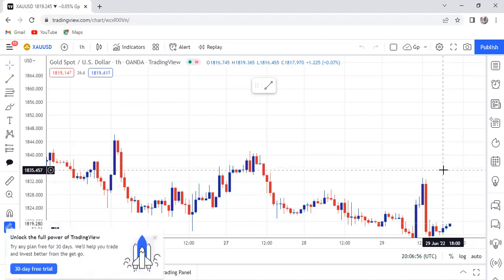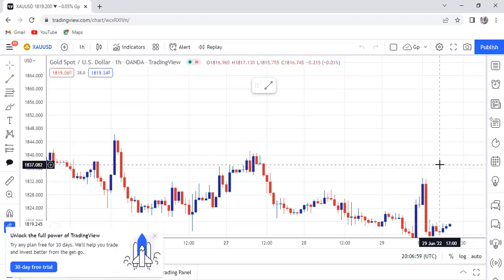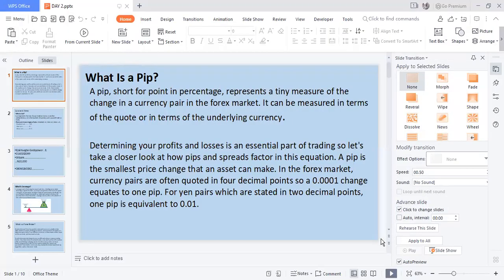So that is what pip means. It's simply a tiny measure of change in the forex market, a slight push in the forex market. That's what pip simply means. And coming here, you see that there are simple ways of calculating pips. Before I go into that, pips is actually of two sections: when you talk about the forex pairs, gold, and the yen pair. I'm going to put it down in two segments, but before I do that, let me give you a simple logic on pips.